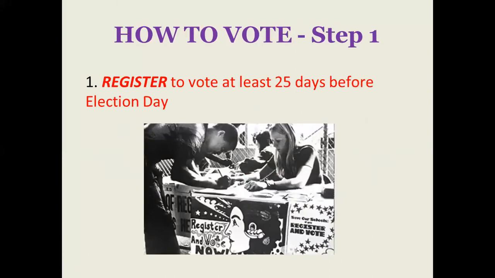Okay, how to vote. Step 1, register to vote at least 25 days before Election Day. So if you remember nothing else from this presentation, please remember 25 days before election. The same time period will come up before the general election in November. But for every rule, there is an exception. And in North Carolina, you can register to vote at early voting only. Don't wait till Election Day, but go to one of the early voting locations and you can register there.